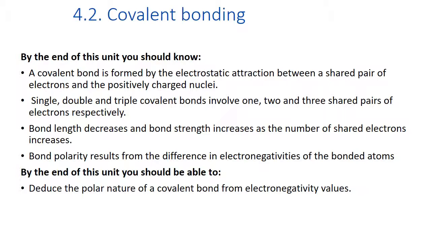By the end of this unit, you should know what the covalent bond is, what it's formed by, what single, double, and triple covalent bonds actually involve, that bond length decreases with bond strength increasing as the number of shared electrons increases, and that bond polarity results in a difference in electronegativities between bonded atoms, and you should be able to deduce the polar nature of a covalent bond from electronegativity values, which we've already looked at.